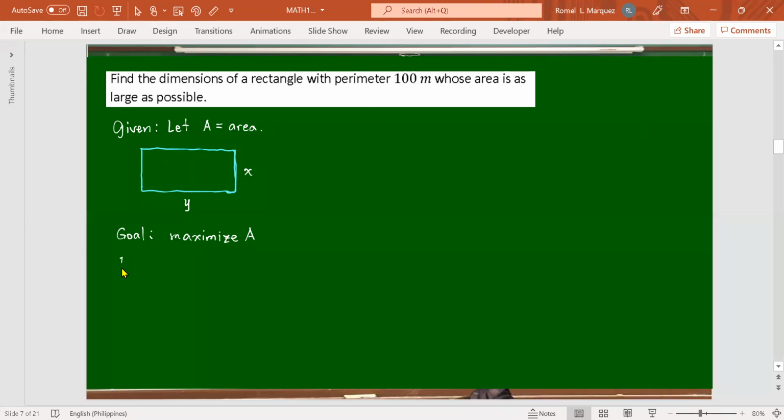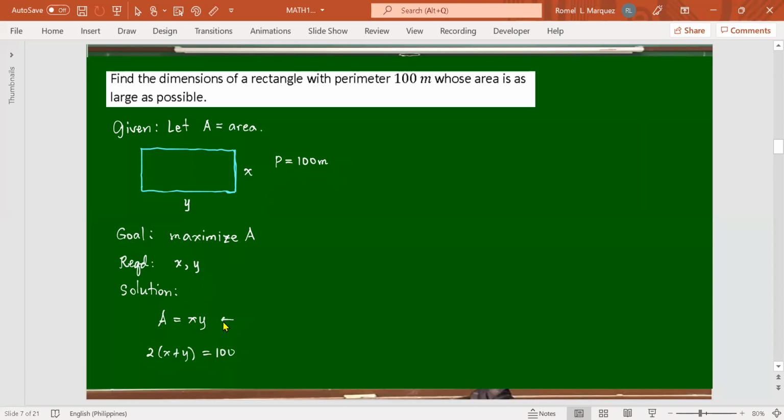Maximize area. But what are we looking for? Are we looking for the area? No. We're looking for x and y giving maximum area. What is our equation? Area is x times y. But we have to express this in terms of one variable only. We are given that the perimeter is 100 meters. So that is 2x plus 2y equals 100.